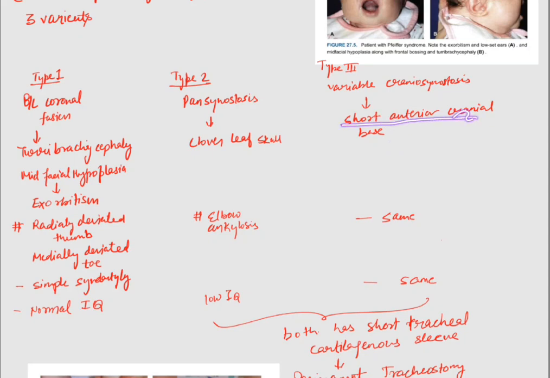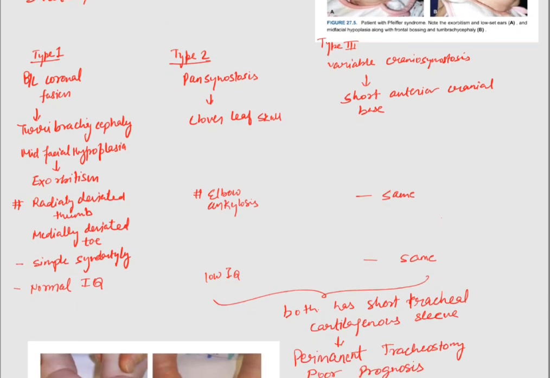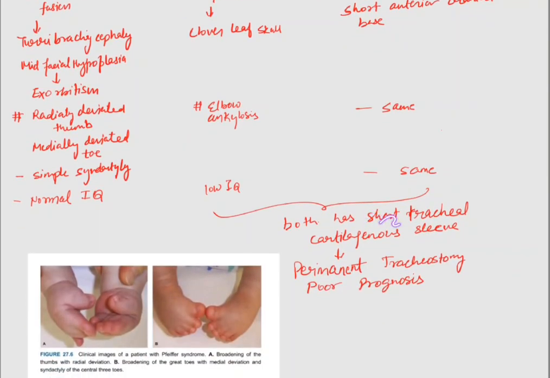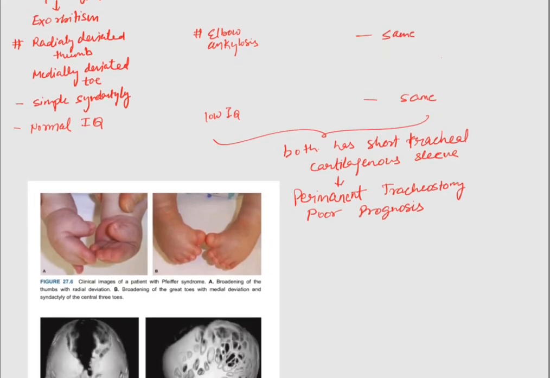There is a short anterior cranial base. Elbow ankylosis and low IQ are similar to type 2. Both type 2 and type 3 have a short tracheal cartilaginous sleeve. Therefore, there is need of permanent tracheostomy. The prognosis is poor compared to type 1 Pfeiffer syndrome.